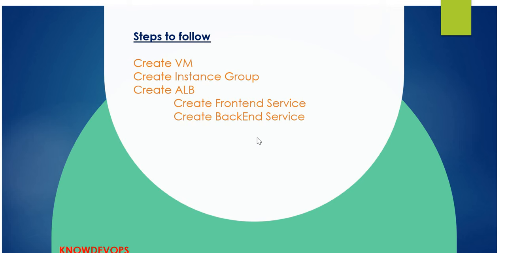So in this video I will follow these steps. First we will create a VM, then we'll create an instance group and then create the ALB. In the ALB we will create two types of services, one is front end and one is back end. So let's look at how to create the VM, then the instance group, then the ALB.